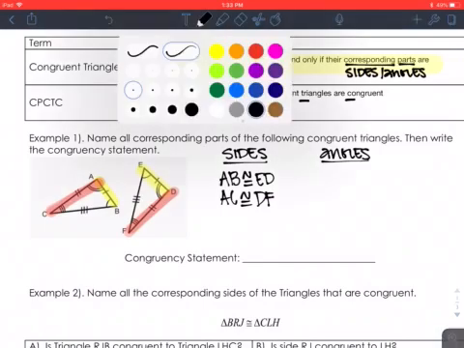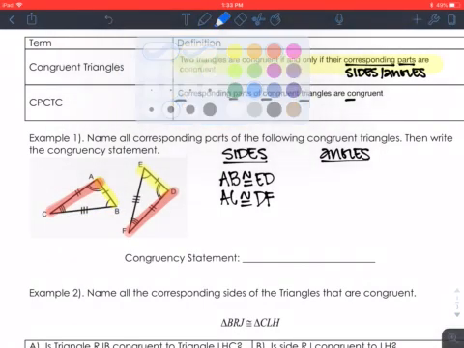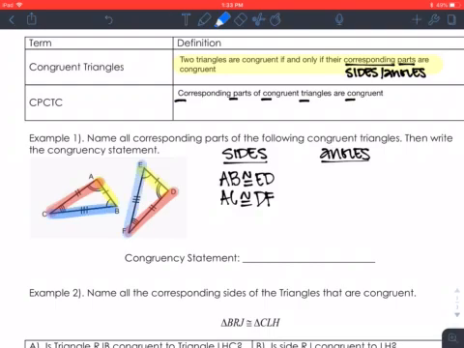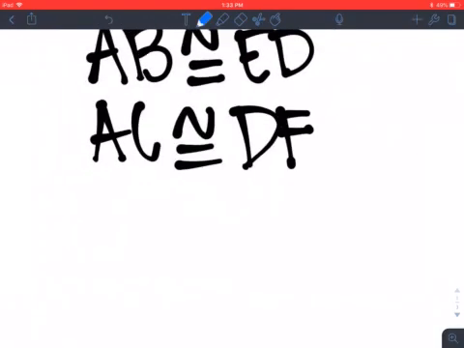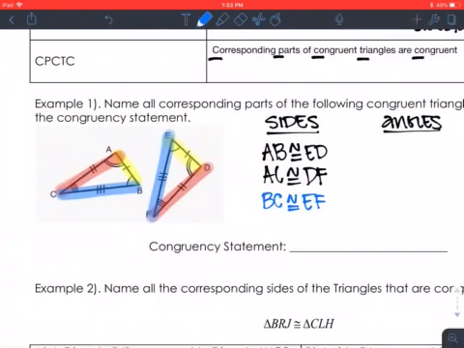And then our last side is BC. We have those three tick marks. Match it up with the three tick marks on the next triangle, and I know BC is congruent to EF. So all three sets of sides are congruent.